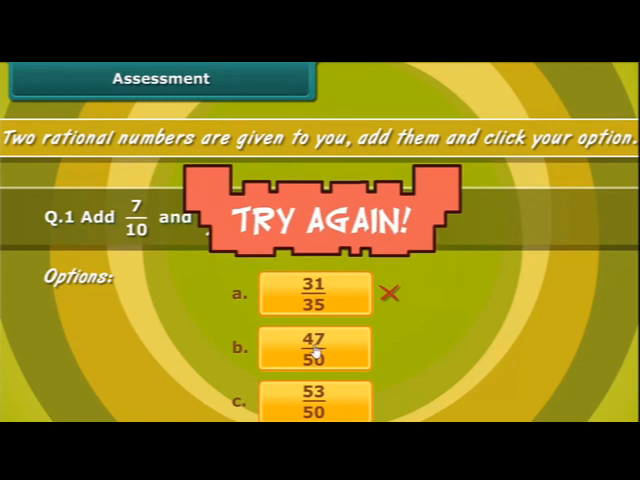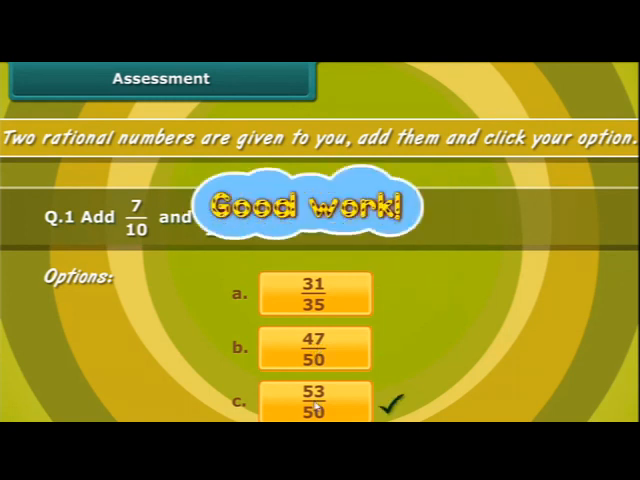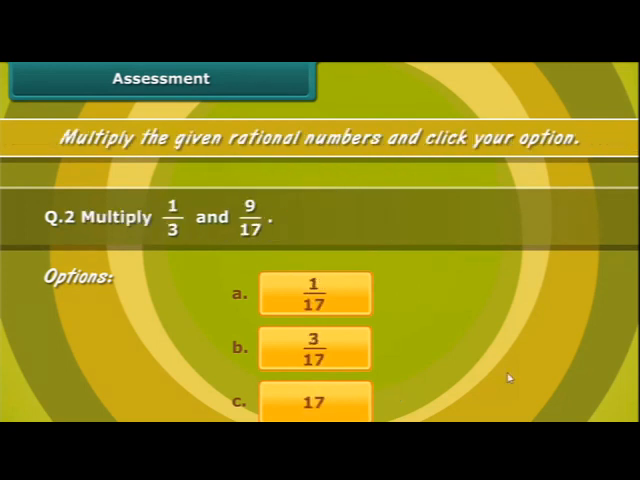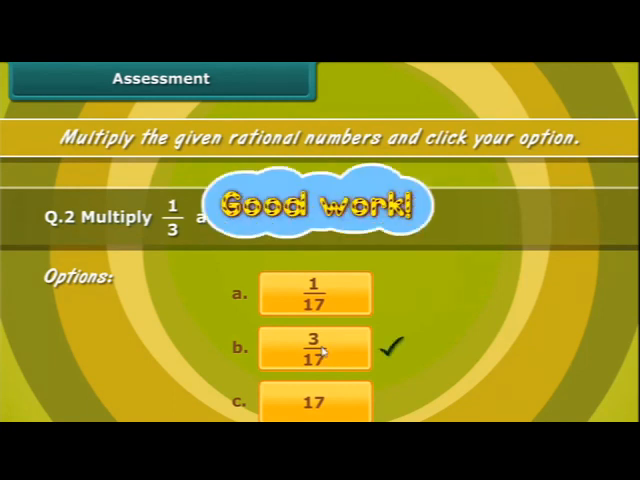Try again. Try again. Good work! Multiply the given rational numbers and click your option. Good work!